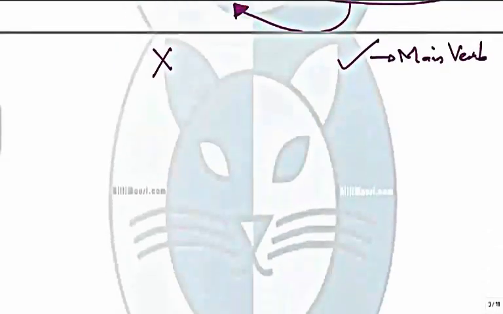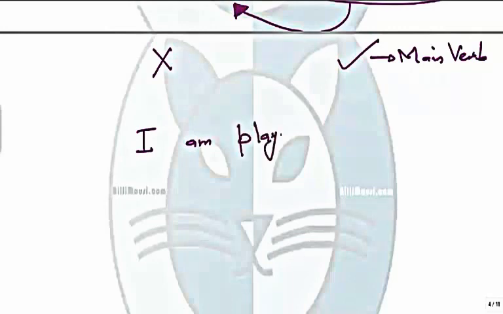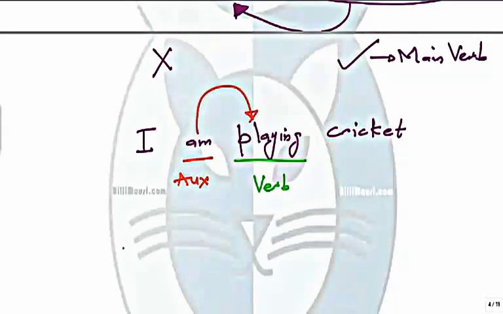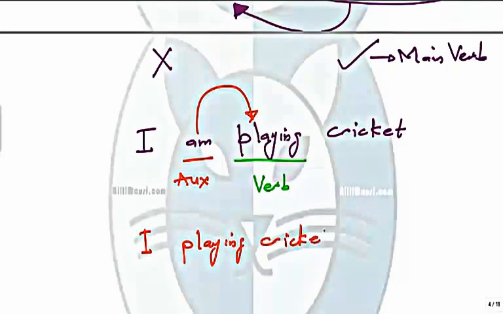For example, I am playing cricket. Here the main verb is playing, and am is the auxiliary verb which is assisting playing. It will sound very awkward if you say "I playing cricket." So it needs an assistance which is provided by am. That's why it is called an auxiliary verb.